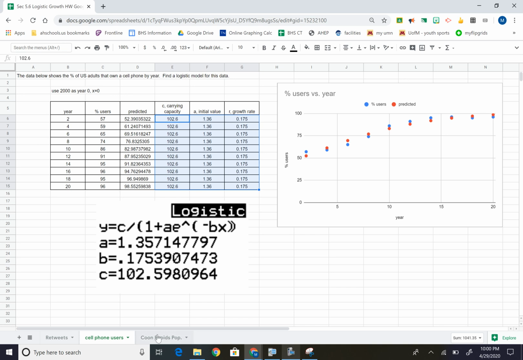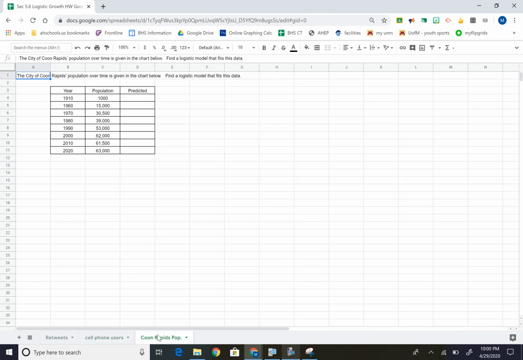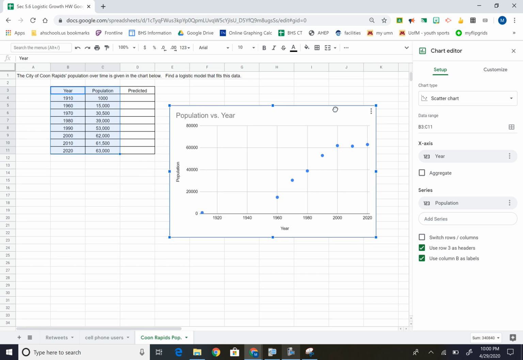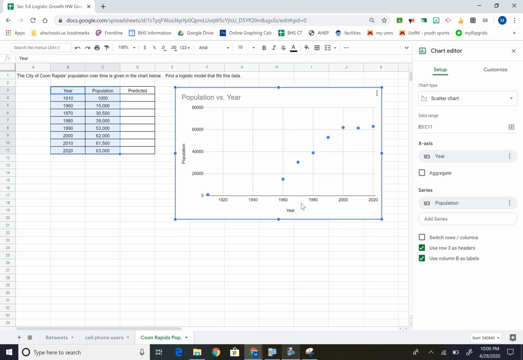Okay, last one. Last one is kind of a challenge problem. We've got time in years, and it doesn't go up by the same amount each time. And this is data on the city of Coon Rapids population from what I could find online. All right, so this one's a little bit of a challenge. I want to see if you can figure out a logistic equation to fit this data on your own and graph it in Google Sheets.